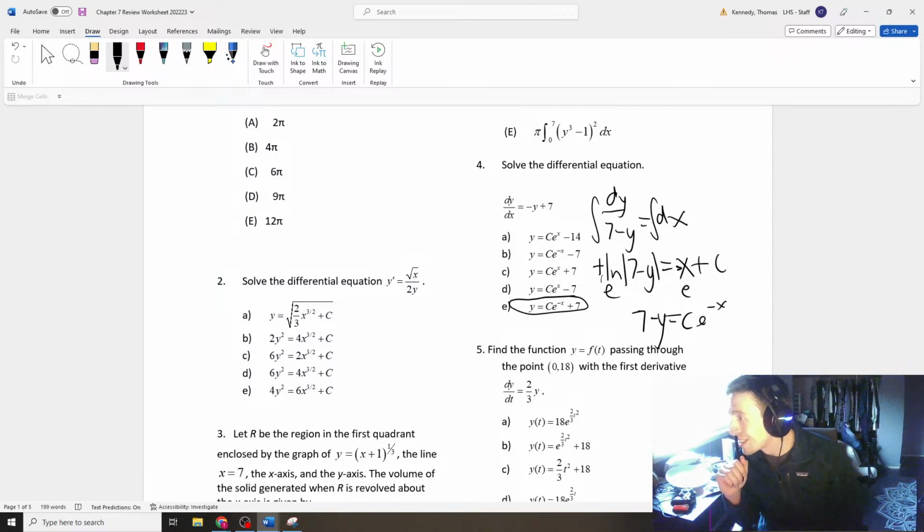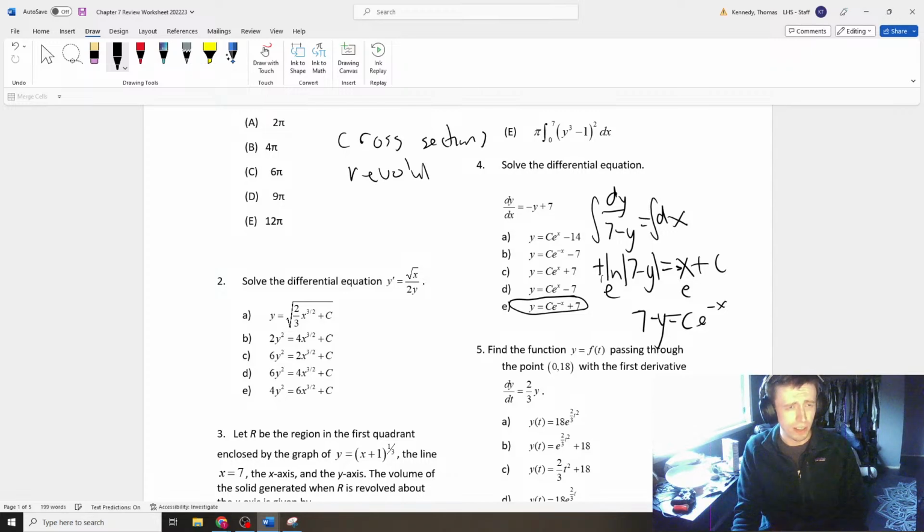I never said I'm good with letters. So yeah, one of the nice things about the way we do volume in this class, and actually why, okay, so there's 3 ways to do volume. There's cross sections. There's revolutions, like discs and washers. And then there's shells, and this is the third way.